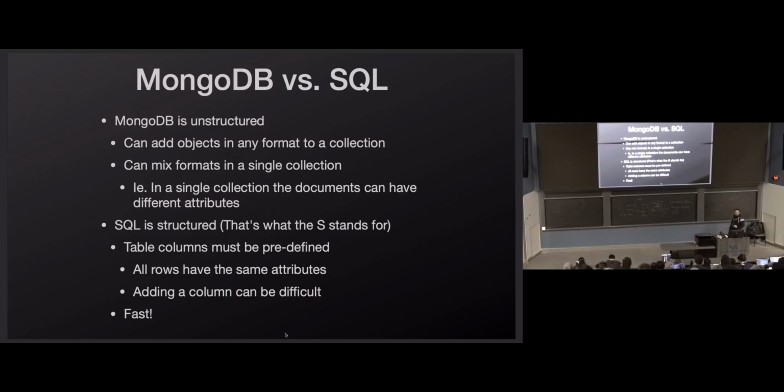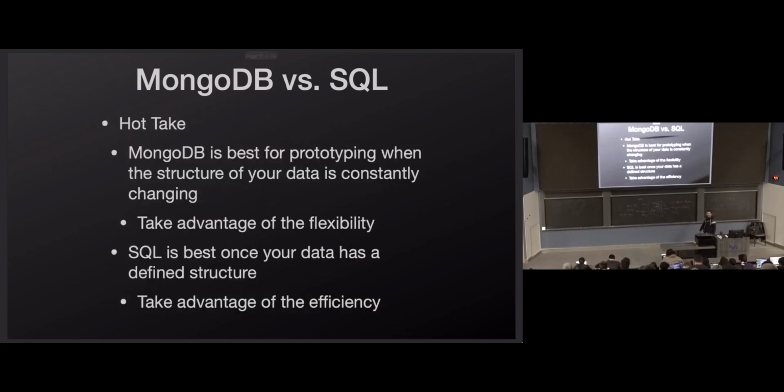There's tables. They have to be pre-built, predefined. The rows have to match the column names. If you want to add a column, it's a big pain. You have to migrate over to a new table, copy in the data with values for that new one. It gets painful. It's tough, but it's fast, and that's enough. We like speed. So here's my hot take on it.